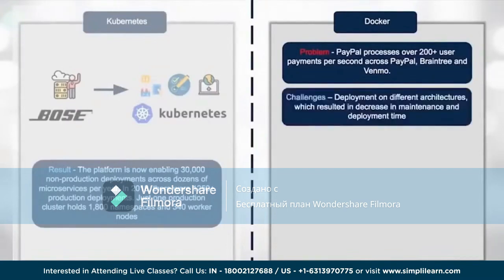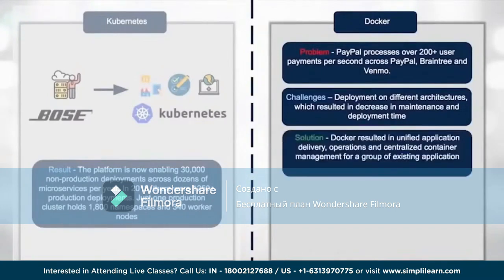So the challenge that PayPal was really being given is that they had different architectures which resulted in different maintenance cycles and different deployment times and an overall complexity from having a decades-old architecture with PayPal through to a modern architecture with Venmo. Through the use of Docker, PayPal was able to unify the application delivery and be able to centralize the management of all of the containers with one existing group.